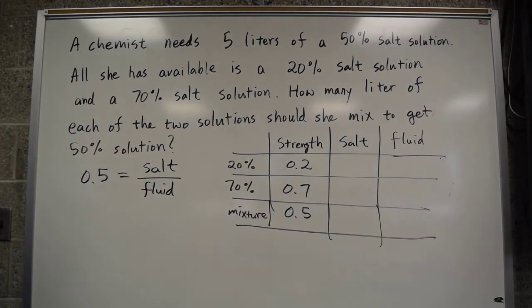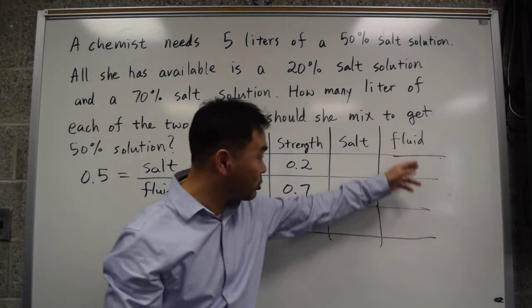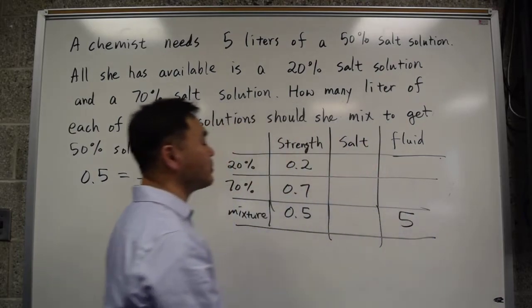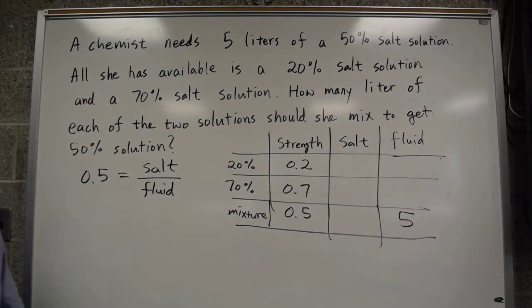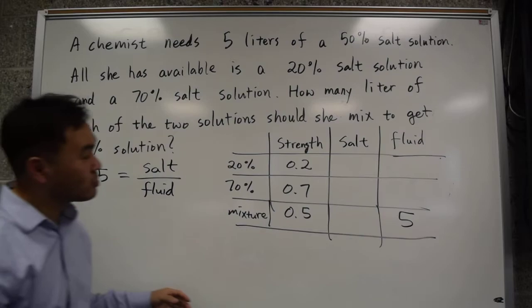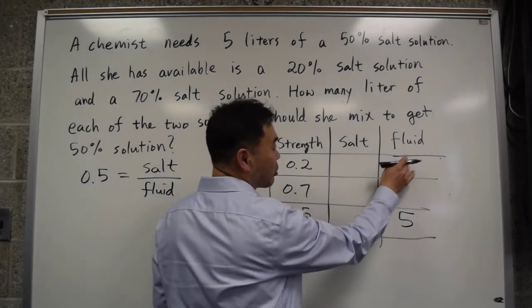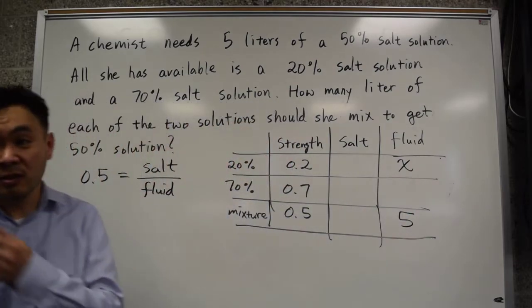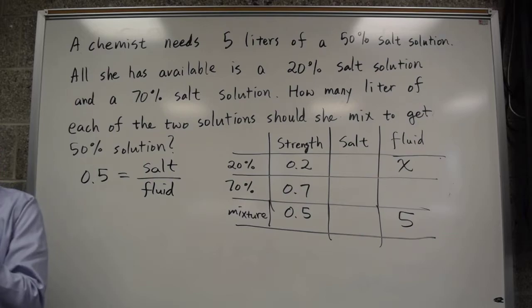Okay. What else can we fill in this table? Is there any number that we didn't make use of here? 5 liters. Where does that fit in? It's the fluid, but which of the 3 should I put? The mixture. It's the mixture that we want. Put the 5 there. Okay. All right, and if you look at the question, it says how many liters of each of the 2 solutions should she mix? So it's about asking about how much of these. So if I put x here, I should be able to write something here. What should I put here?